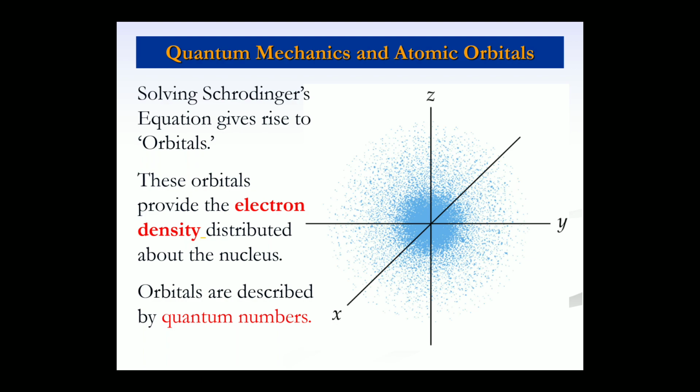Here if we talk about quantum mechanics and the atomic orbital, solving the Schrödinger equation gives rise to orbitals. So these orbitals provide the electron density distributed about the nucleus. So finding of electrons, the maximum probability and the major proportion of electron density is found through this. So wave quantum mechanics is the way through which we can find out the probability and the atomic orbitals. It is solving the Schrödinger equation. So orbitals are described by the quantum numbers.